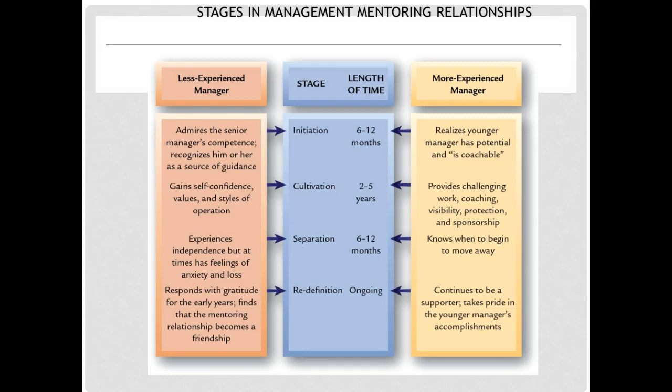The cultivation stage is where we want to help that less experienced person have self-confidence and have their own unique style and be able to use their own unique style to make things work. Our separation phase is where we help that person to become more independent, to learn the skills that they need to work on their own, to have better judgment on their own. This may take a time to back off and let them grow and develop on their own. And then lastly, the redefinition is where we go from a mentoring relationship where there's someone who's more experienced versus less experienced, and just developing a friendship and letting that friendship develop.